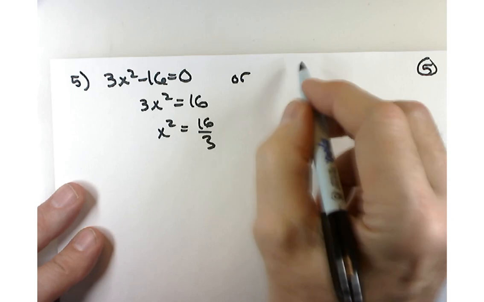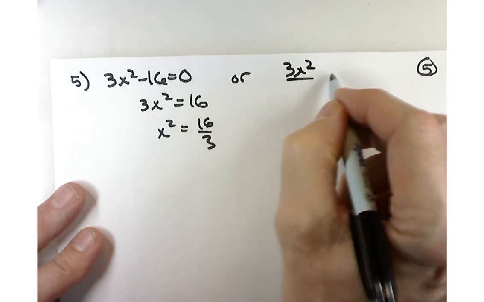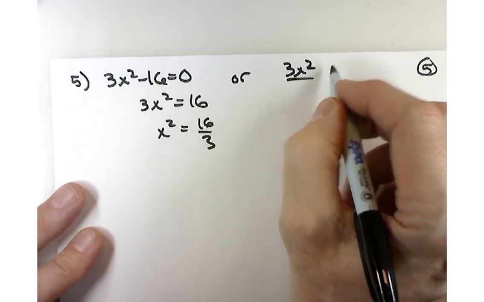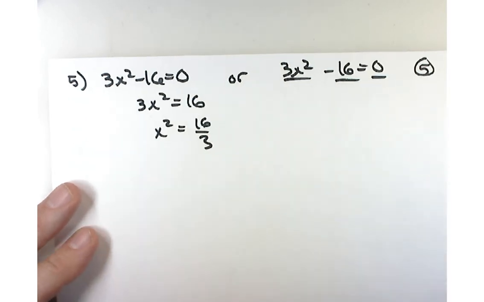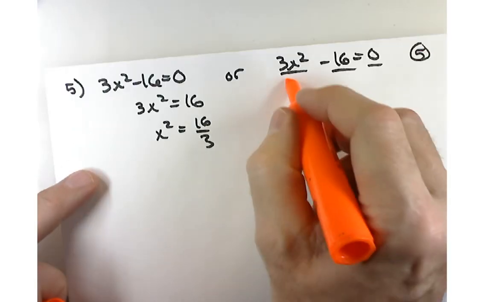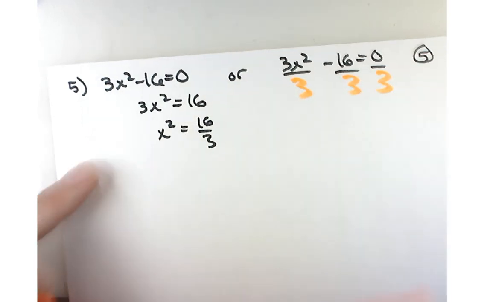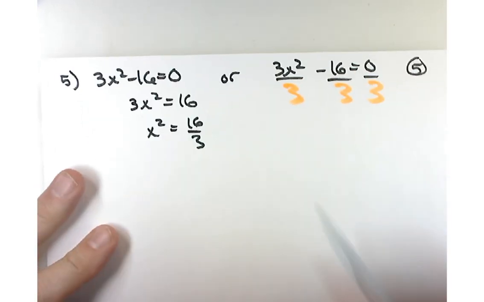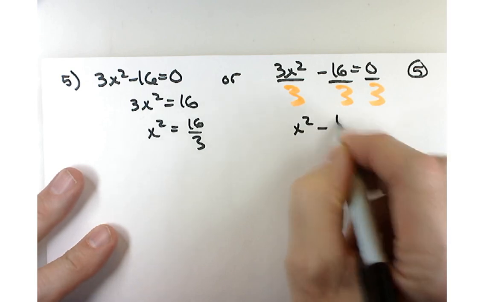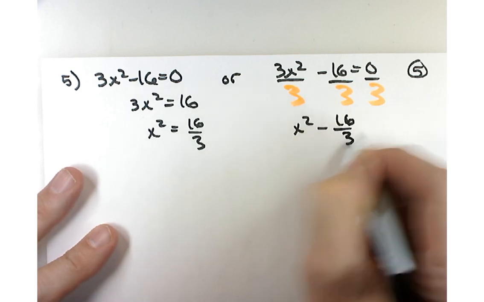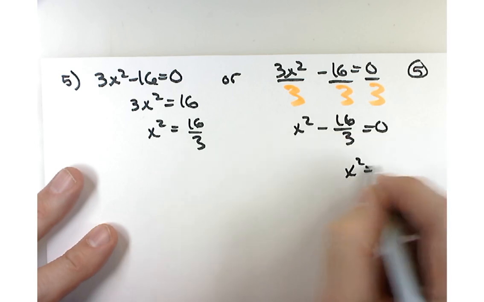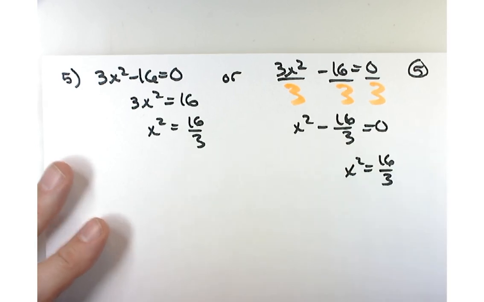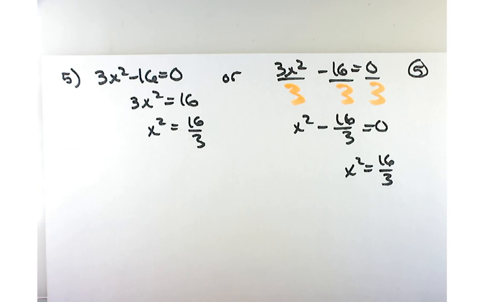You could divide by 3 right here. 3x squared minus 16 equals 0. Divide everything by 3. And I think you're going to see that it works out the same way. Here I get x squared minus 16 over 3 equals 0. And then guess what? Move that to the other side. So it gets to the same place.